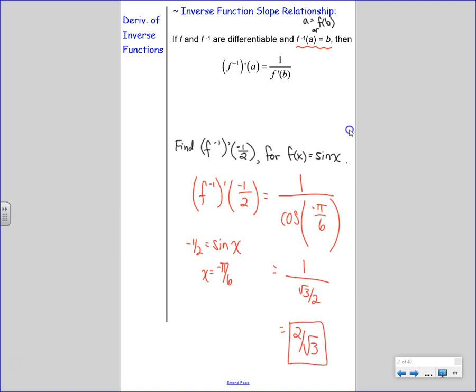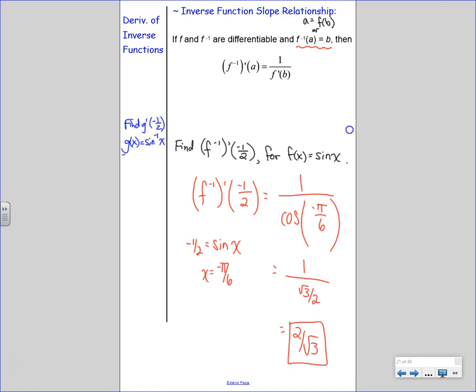Now question, have we ever solved any type of that problem a different way before? No, not really. Who's the inverse of sine? Arc sine. So couldn't I have said g equals sine inverse of x, and I want you to find g prime of -1/2?